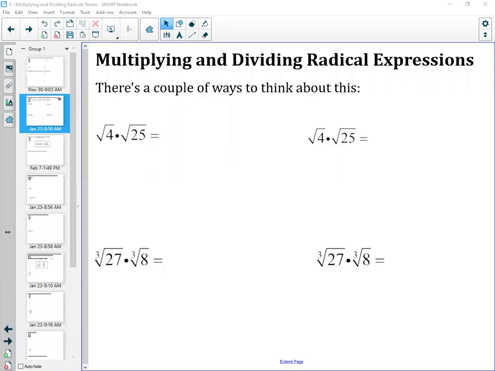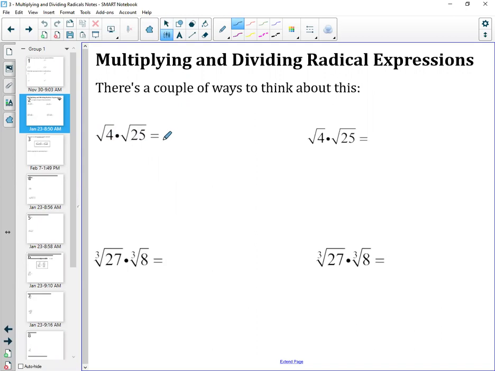Welcome to this latest lesson about radicals. It's multiplying and dividing. This one you guys are going to be okay with because the rules work the way you like them to work. But I would say there's a couple ways of thinking about this. It just basically means that there's not just one way to do these problems.